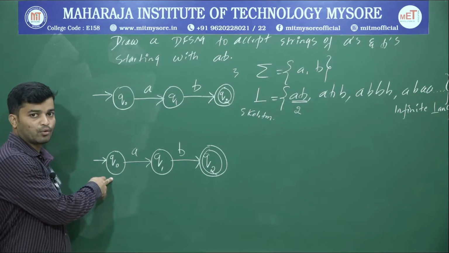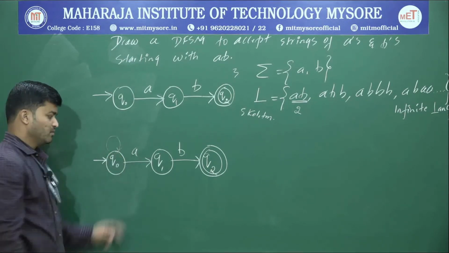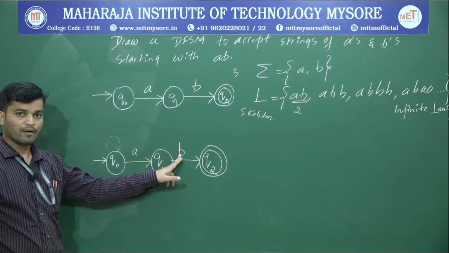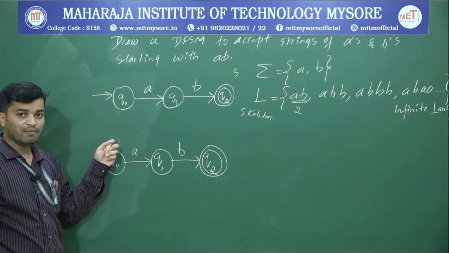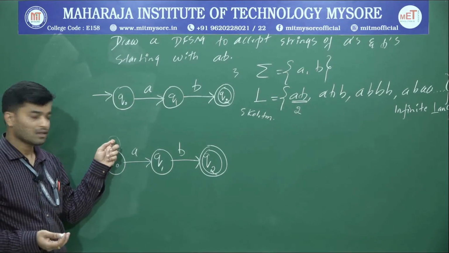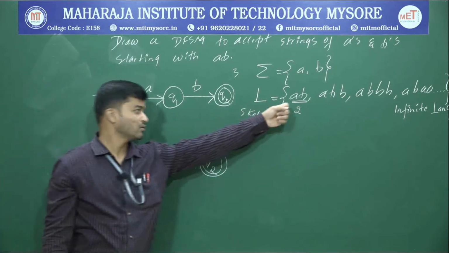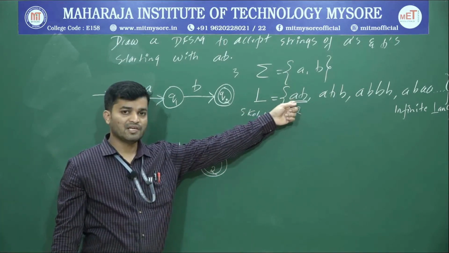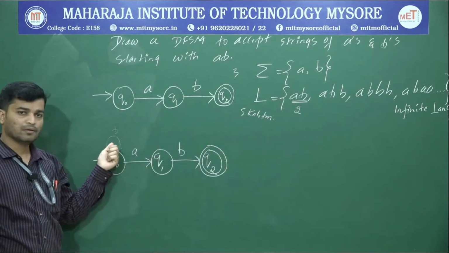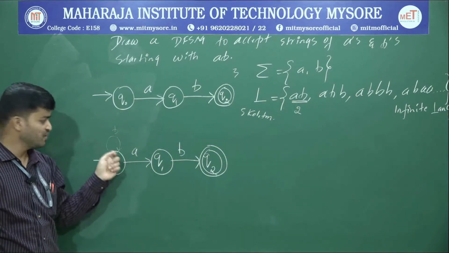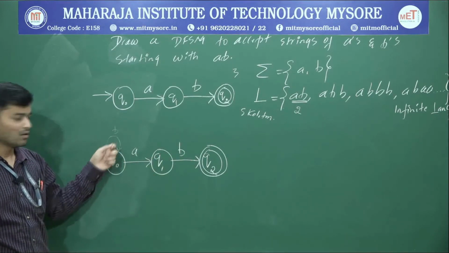So what's the first option? You have to go with a loop. If I go with a loop, what will happen? The string may start with n number of b's. So that is not our requirement. According to the language, if the string is valid, it should start with AB. If I go with a loop, it is going to start with n number of b's followed by AB. That is not our requirement. Therefore, a loop is not a valid option.